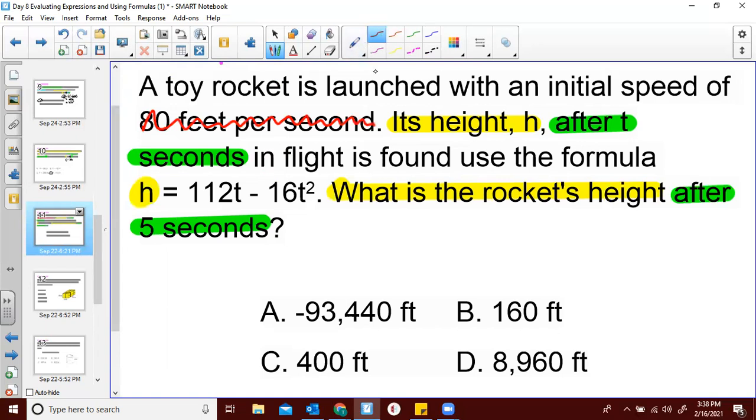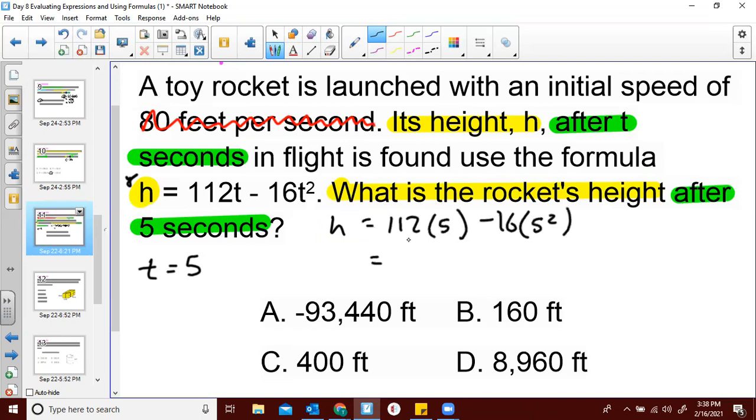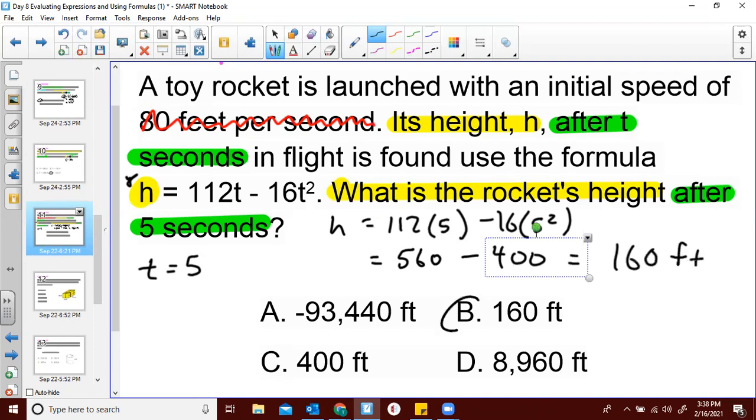All right, so again, you could just take this formula right here, and then just put in t equals 5, and it's going to give you an answer. Or you can write it out as 112 times 5 minus 16 times 5 squared. And when you go to simplify this, you're going to get some big numbers. But you'll get 560 minus, let's see, 5 squared is 25 times 16 minus 400. And what that's going to eventually give you is 160 feet, or B.